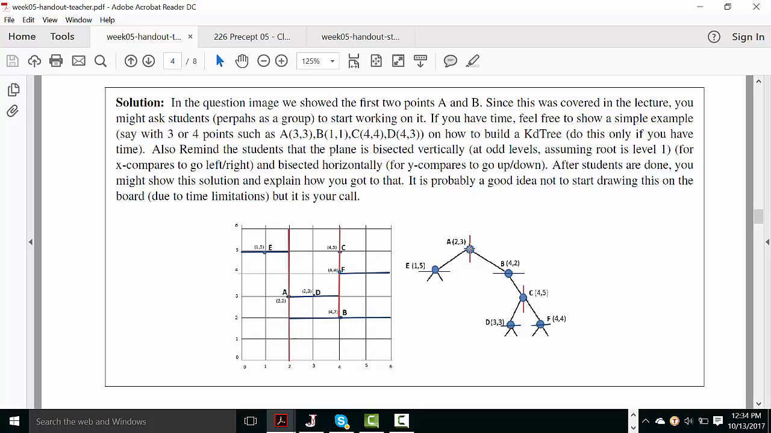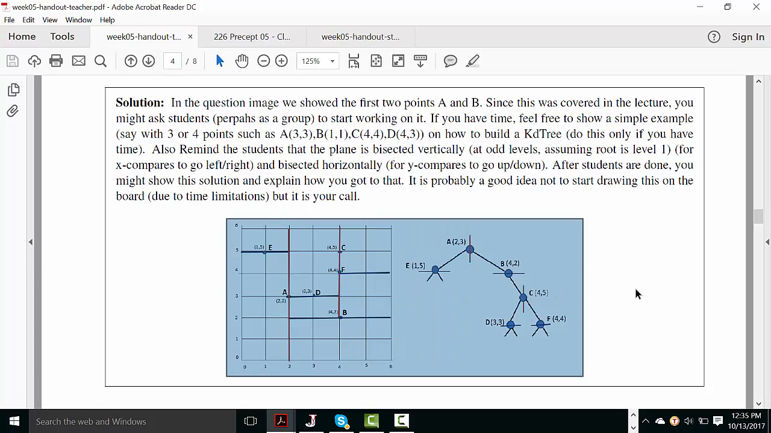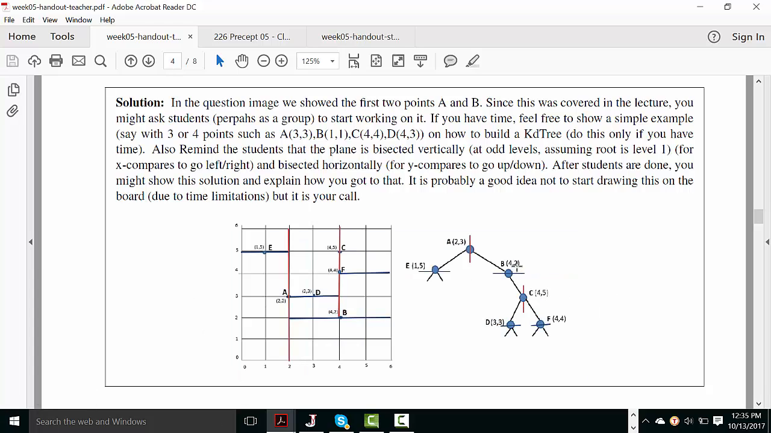For example, for A, it's always going to be the entire plane, so it's minus infinity to plus infinity. But for B, the bounding box would be this. That's the bounding box for B, because anything on this side will be in this bounding box, any point here. And then when you insert C, we now compare y coordinates.